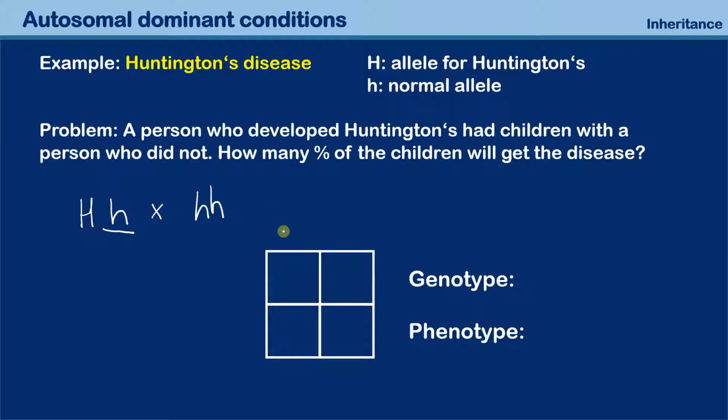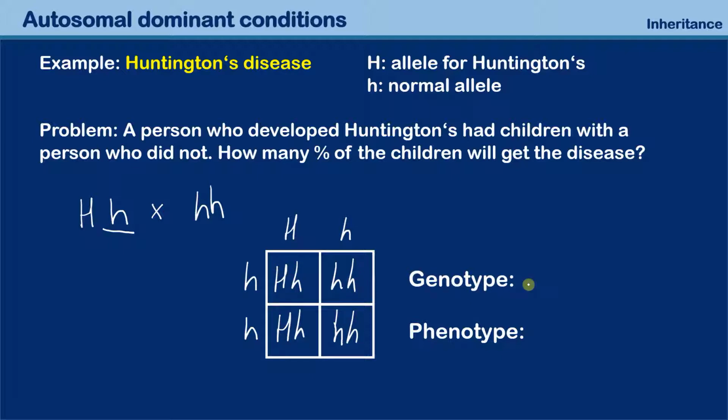So we do the cross here. Capital H, lowercase h, capital H, lowercase h. We do the cross here as well, and over here. So if one of your parents had Huntington's and the other parent did not, then you have a 50% chance of also developing it when you get older.